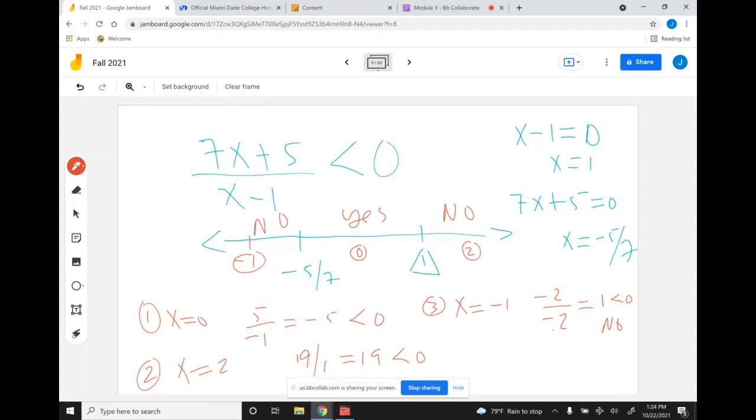And this is no. So what is my solution? It will only be here. And so that's it. What is the answer? It will be from -5 over 7, comma, up to 1, not including either of the points. Okay? So we did nine examples that relate to this. I hope that this is helpful.